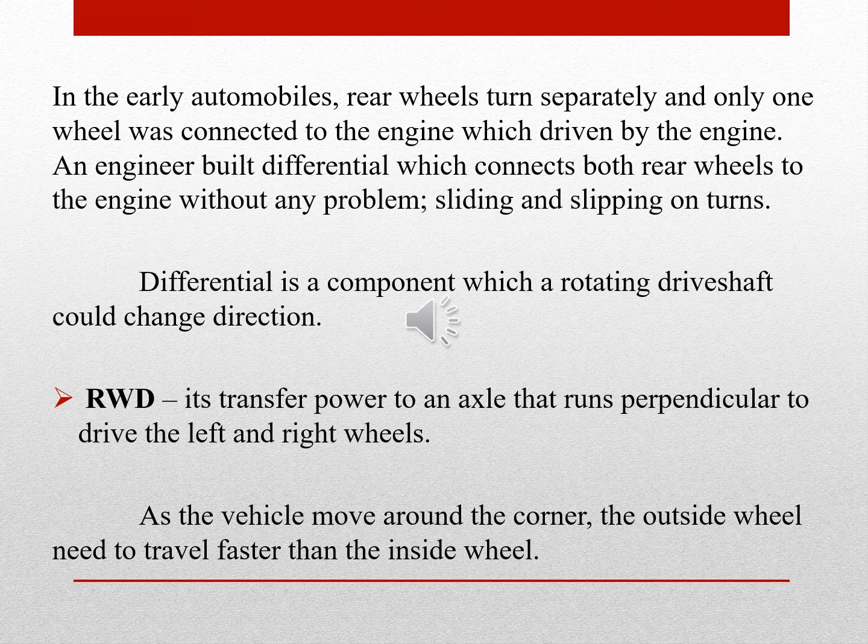For introduction, in the early automobiles, rear wheels turned separately and only one wheel was connected to the engine, which drove the car. An engineer built the differential, which connects both rear wheels to the engine without any problem, such as sliding and slipping on turns. Differential is a component in which a rotating drive shaft can change direction. In rear-wheel drive, it transfers power to an axle that runs perpendicular to drive the left and right wheels. As the vehicle moves around the corner, the outside wheel needs to travel faster than the inside wheel.